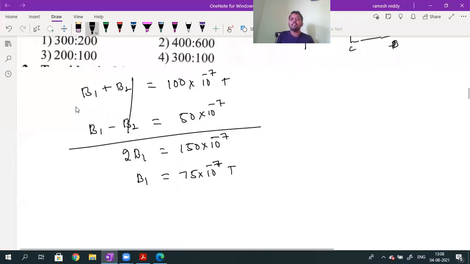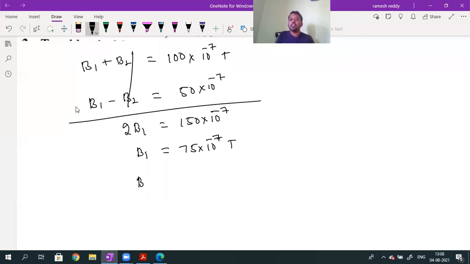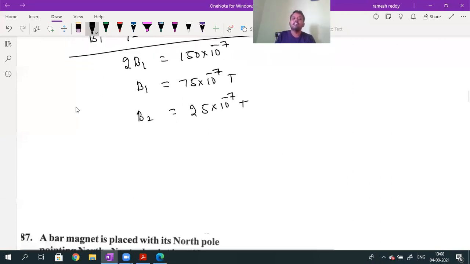When B1 is 75 into 10 power of -7 Tesla, what happens to the B2 value? B1 plus B2 is 100. When B1 is 75, B2 will be 25 into 10 power of -7 Tesla. I got the B1 value and B2 value. What are they asking us to calculate? What is the ratio of their magnetic moments? They are asking for the ratio. So what is the ratio of the magnetic moments?